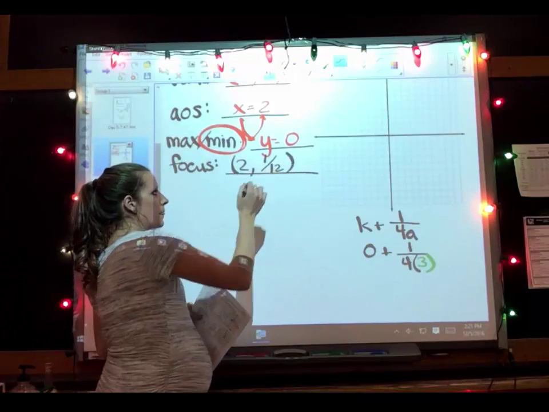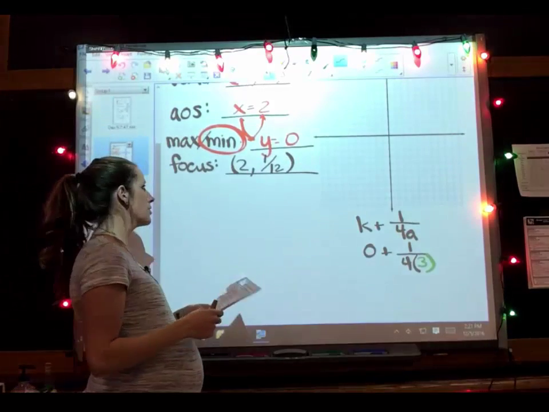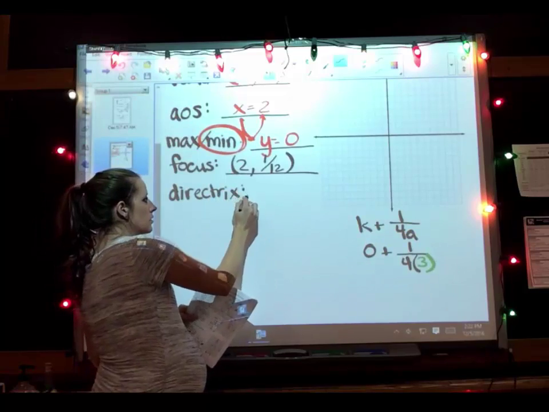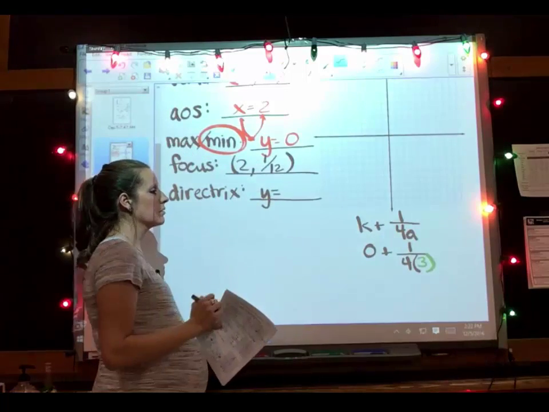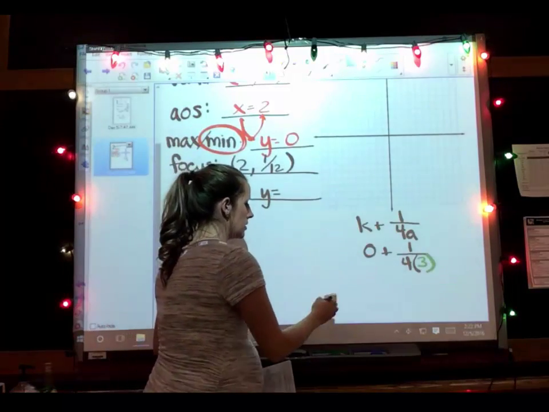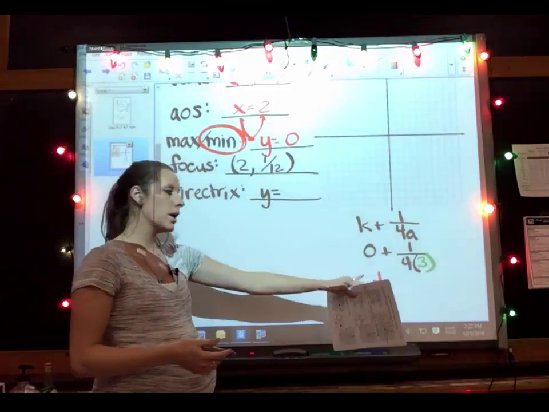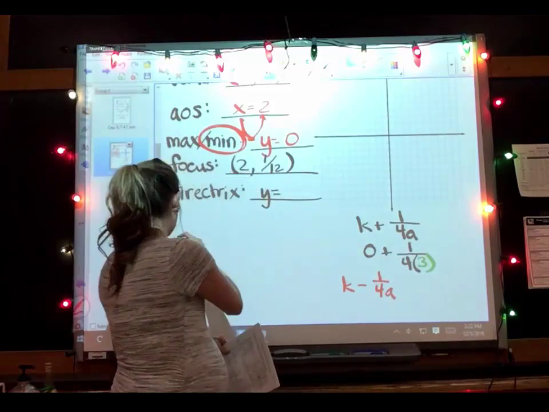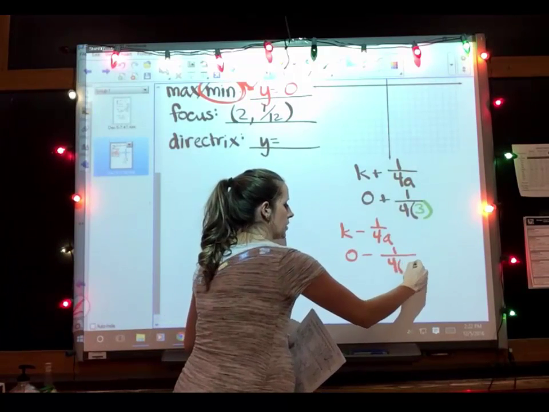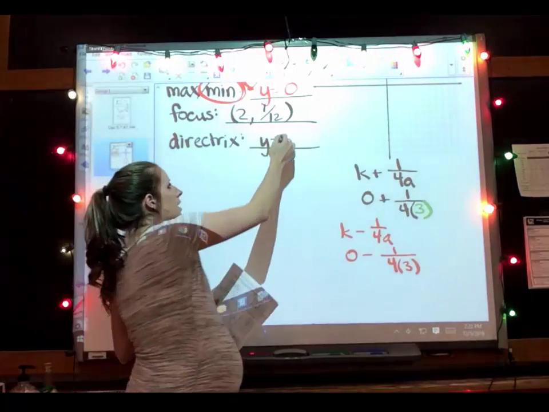And if you want to put that as a decimal, you can. Or you can leave it as a fraction. It's up to you. Okay. The directrix, it's going to be y equals. And if you remember, your directrix is y equals k minus 1 over 4a. So it's going to be 0 minus 1 over 4 times 3. So our directrix is going to be negative 1/12.